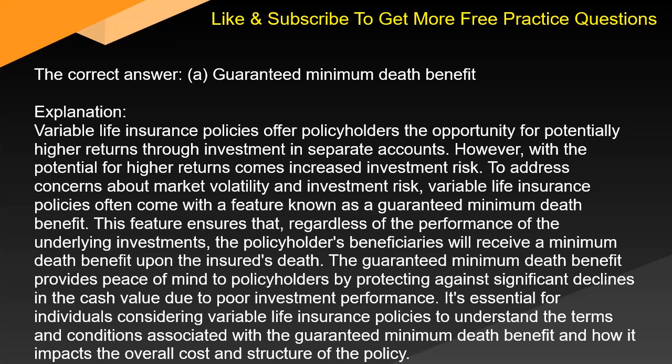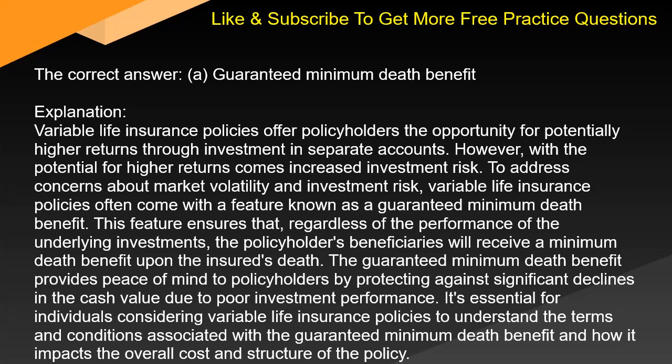The correct answer: A. Guaranteed minimum death benefit. Explanation: variable life insurance policies offer policyholders the opportunity for potentially higher returns through investment in separate accounts. However, with the potential for higher returns comes increased investment risk. To address concerns about market volatility and investment risk, variable life insurance policies often come with a feature known as a guaranteed minimum death benefit.